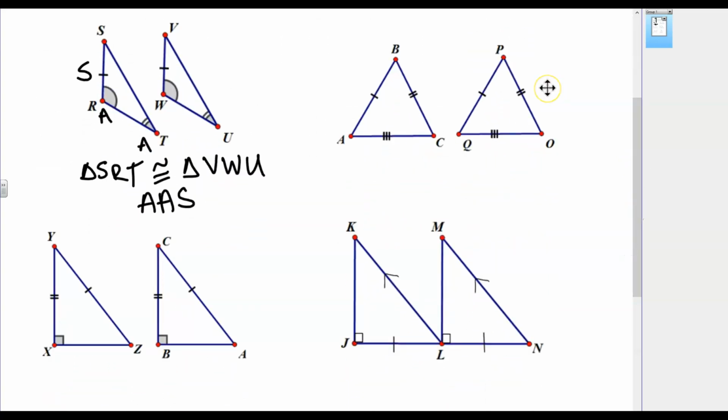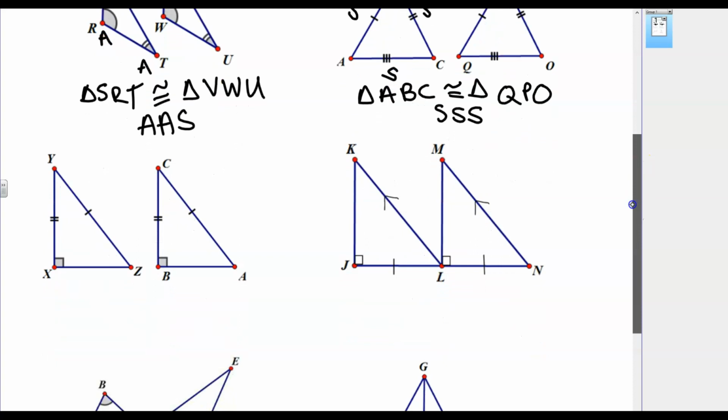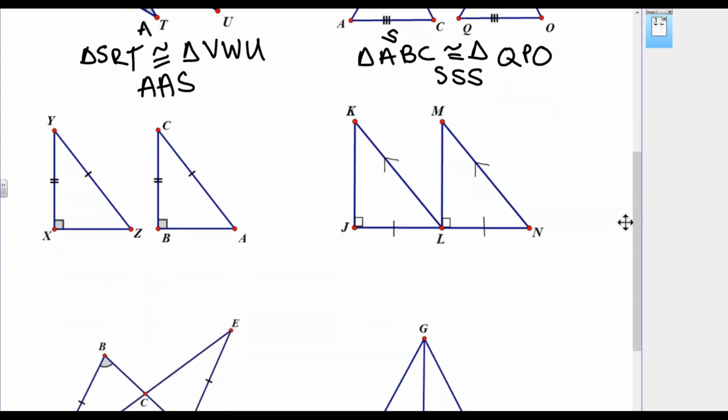Here I've got 2 triangles, and when I look at what's marked, we've got 3 sides marked. That's probably the easiest one to figure out. This means that triangle ABC is congruent to triangle QPO by side, side, side. And moving right along, here I've got a side and an angle marked.